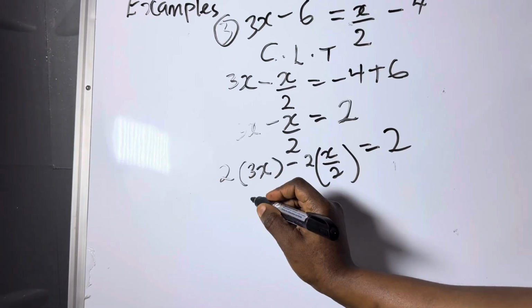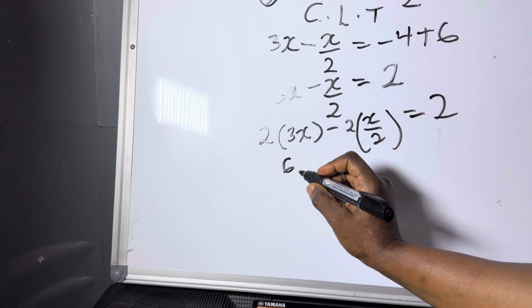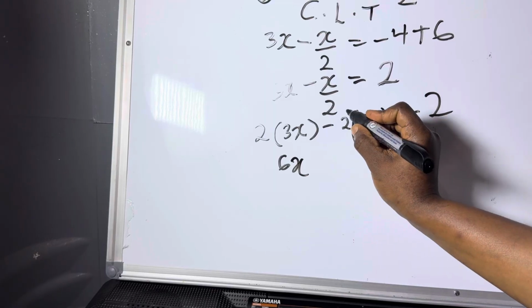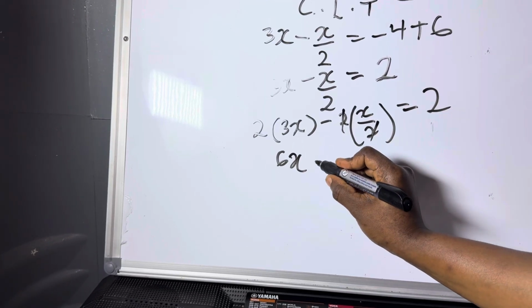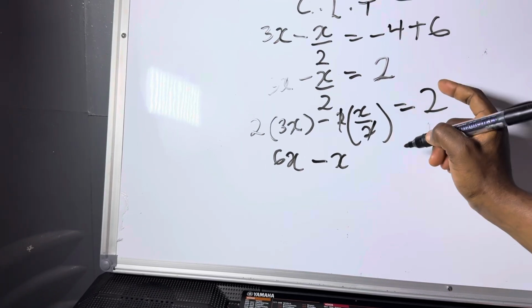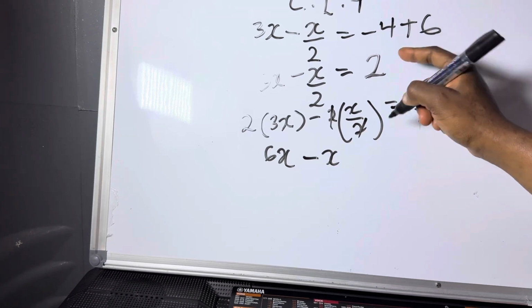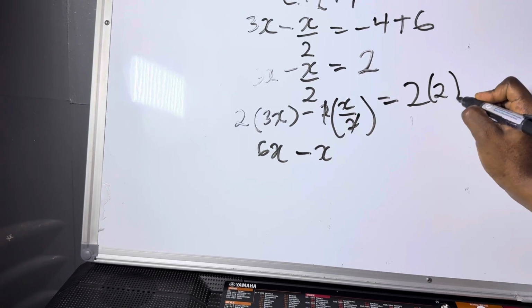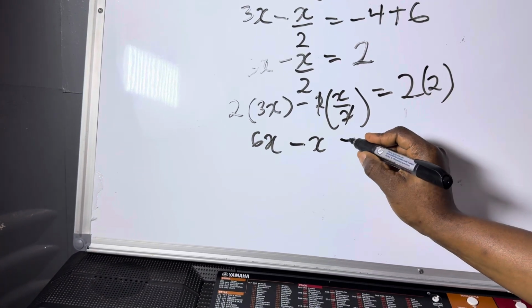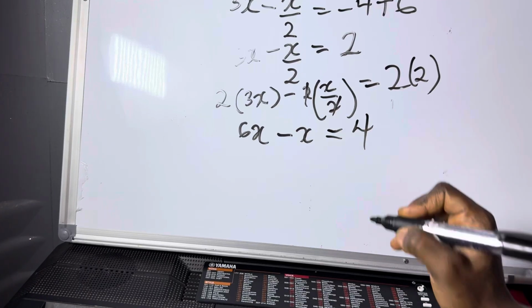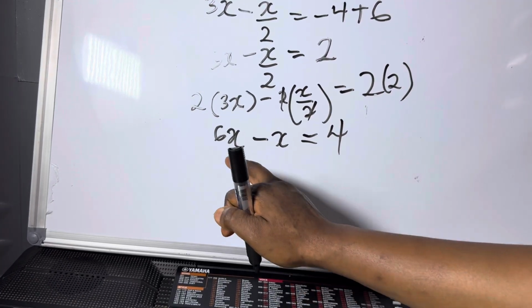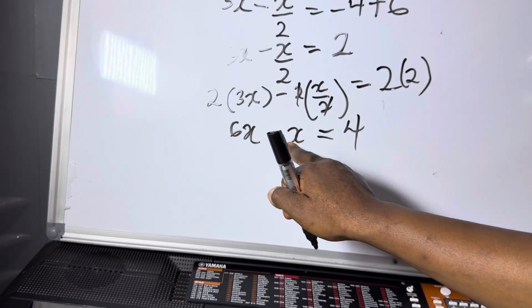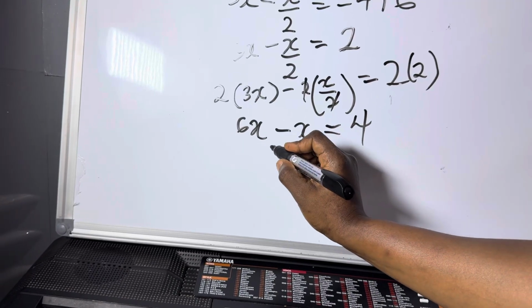2 multiplied by 3 is 6x. This cancels this. We have minus x. Don't forget we're also multiplying this part by 2 because we are multiplying both sides by 2. 2 multiplied by 2, that gives what? 4. Now, 6x minus x gives what?